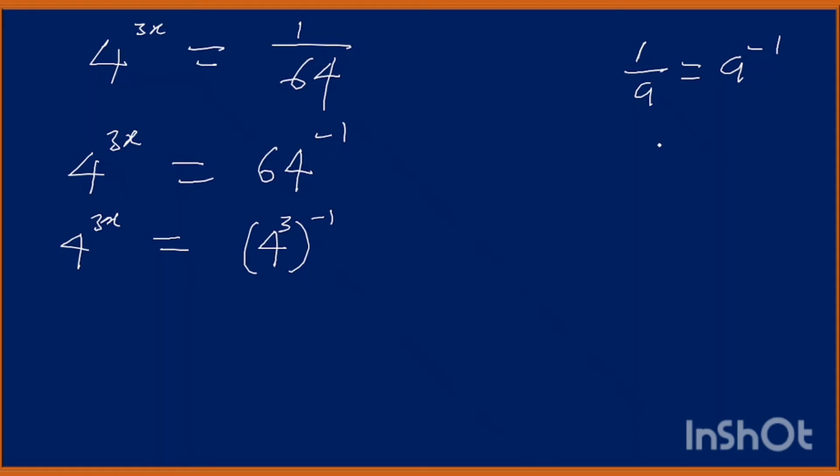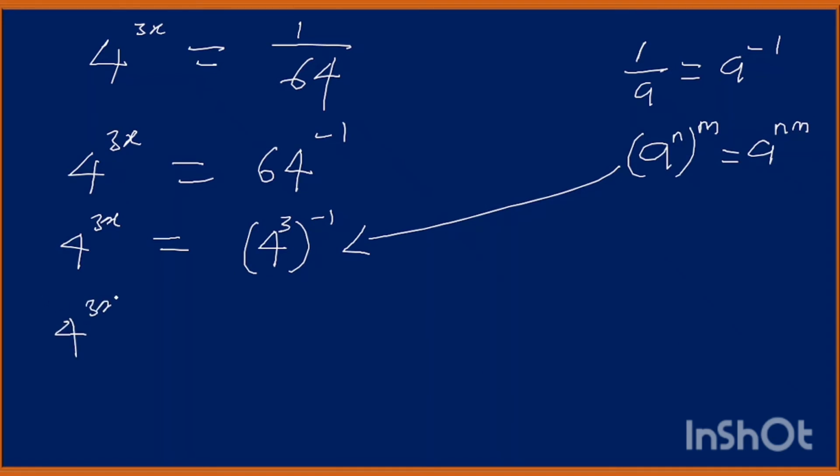So remember, according to laws of indices, we say a raised to the power n raised to the power m is equal to a raised to the power nm. I taught this in one of my videos. I'm going to drop the link below. So I'm going to apply this here. So this will give me 4 to the power of 3x is equal to 4 raised to the power 3 times minus 1. So I'm just doing 3 times minus 1, which will give me minus 3 here. So this is equal to 4 raised to the power minus 3.